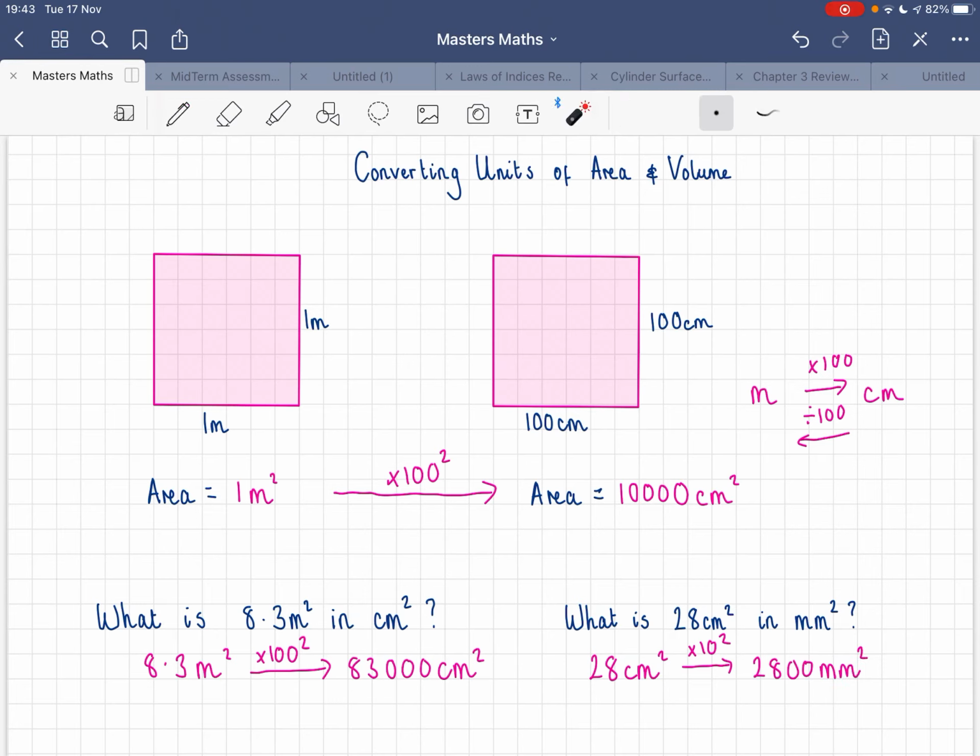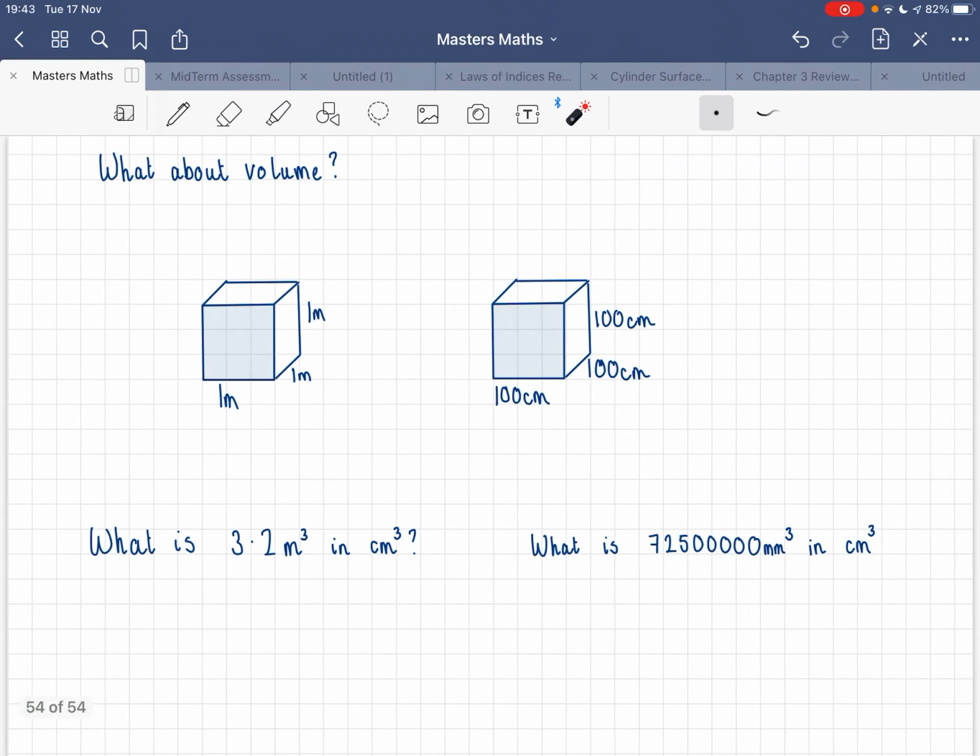millimeters squared. Okay, so each time we are working out what the linear scale factor is, if we were just dealing with a length, and we are squaring that before we calculate the new units. We can do something similar for volume.